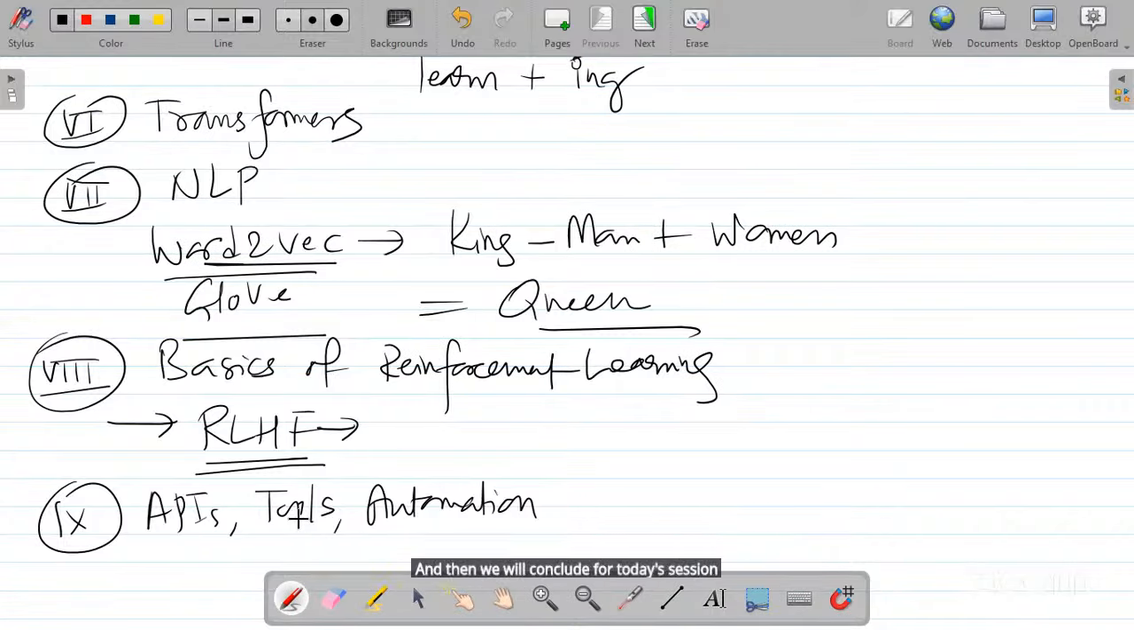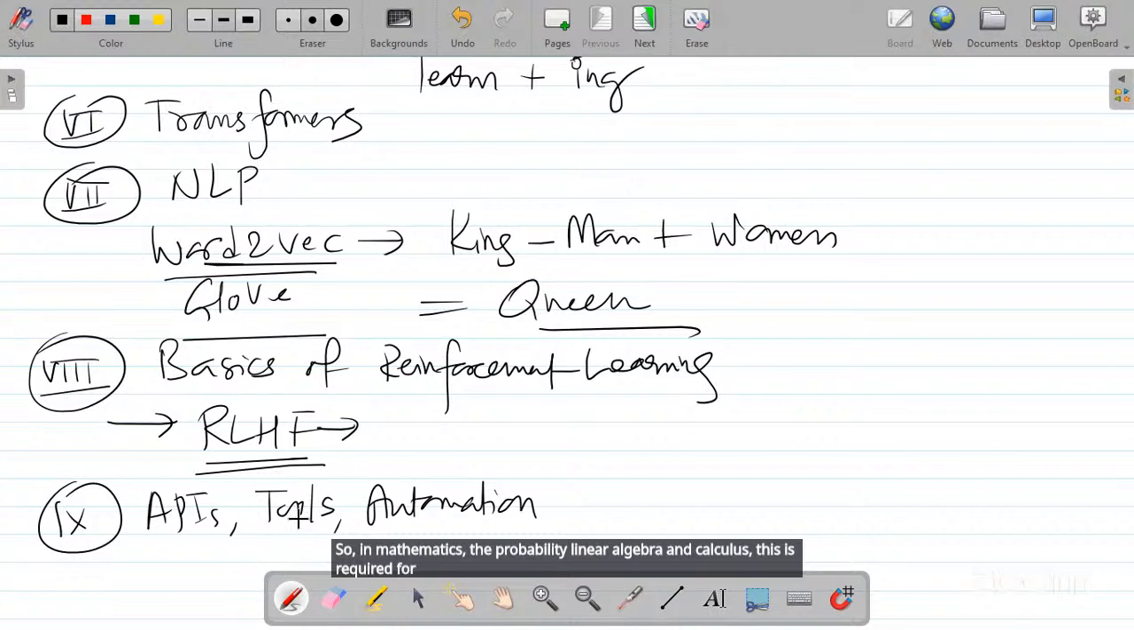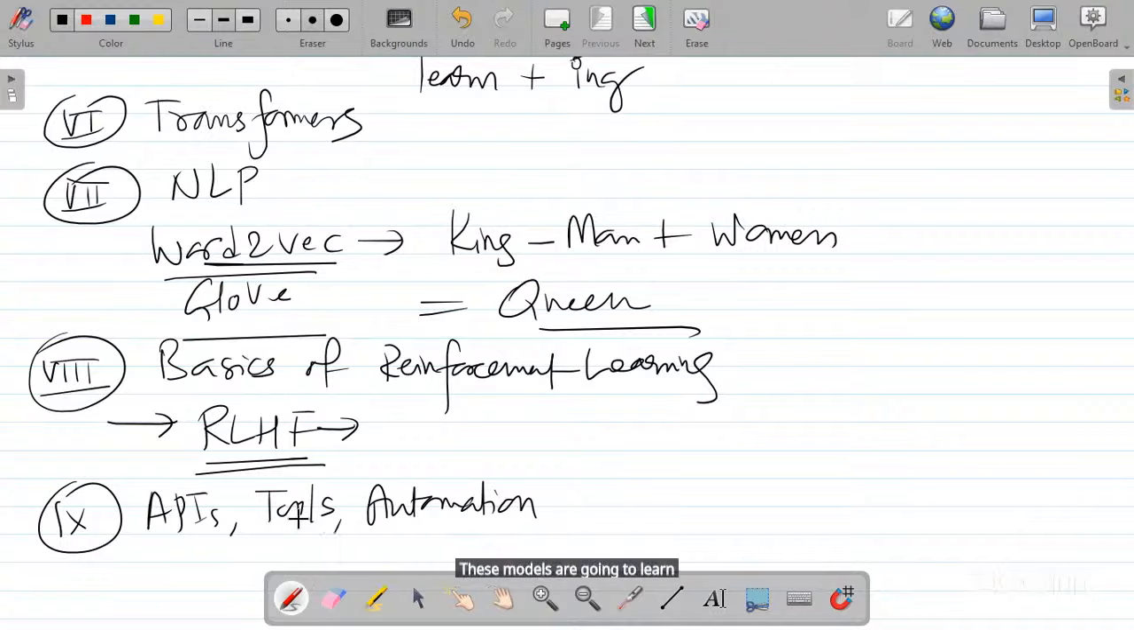Okay. So in mathematics, the probability, linear algebra, and calculus, this is required for Gen AI. Why? That is what I am going to clear now. These models are going to learn from patterns using math. So that's why the math block is very important. Second one was Python. So all your AI coding is done in Python. So that's why Python is there.